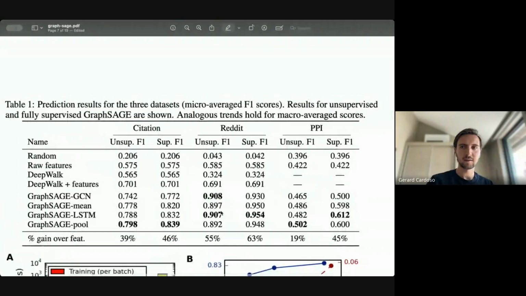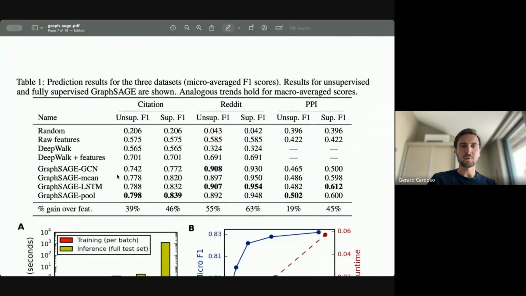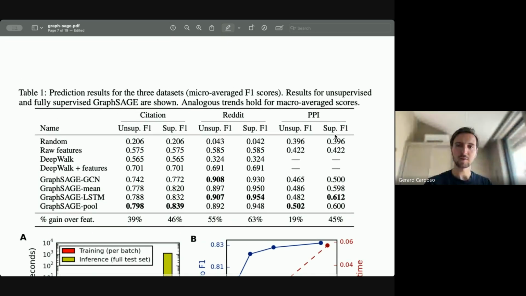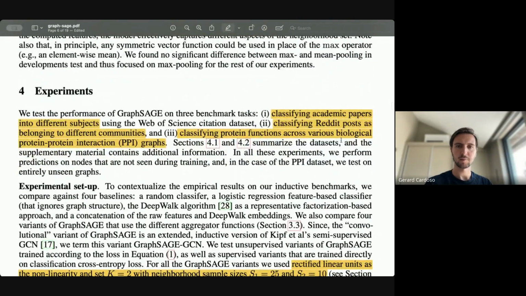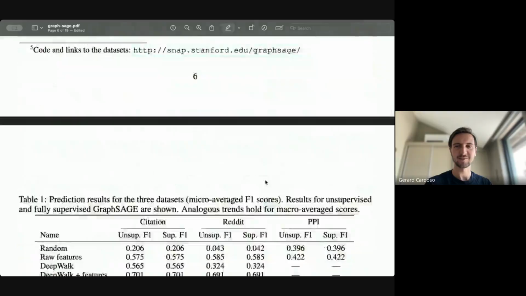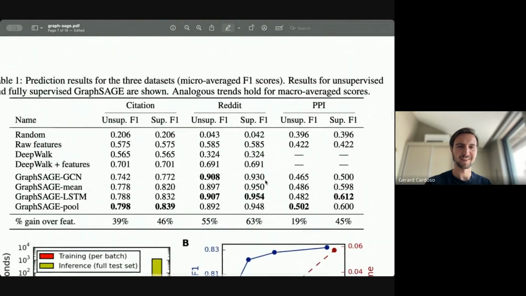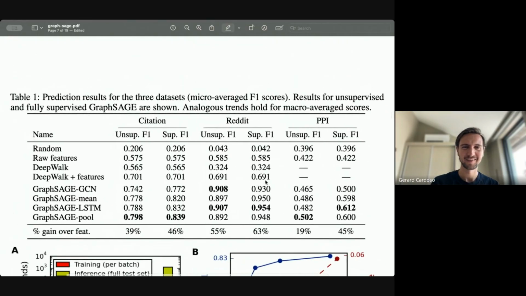So if we look at the results, here are the 3 data sets. They train on an unsupervised loss and a supervised loss. Just as a reminder, the supervised losses for citation and Reddit were classifying the category of the post or the paper, and I forget what it was for the protein interactions. Classifying protein functions. If someone can illuminate what that means, let me know.